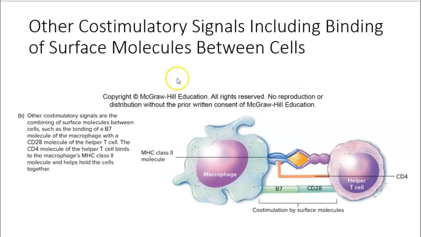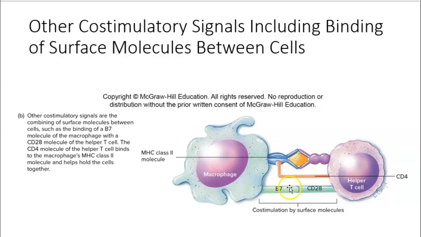There are other types of co-stimulatory molecules. If you take a look here, here's a helper T cell, here's a macrophage. Here are a couple of other surface molecules on the surface of helper T cells and macrophages. So if you look at this reddish, pink thing, this is a CD4 molecule on the surface of a helper T cell. Not only does the T cell receptor bind to the antigen, but the CD4 protein will actually also bind to the MHC class II molecule, checking to make sure that this is good, and it helps hold the cells together.